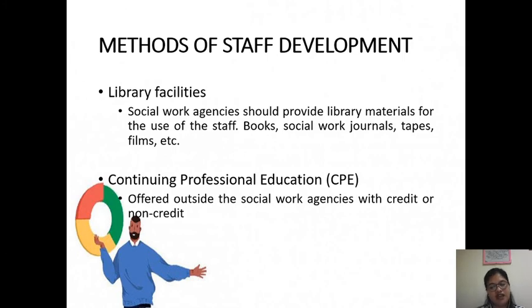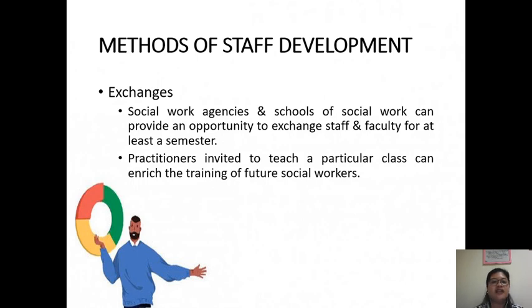That should be provided. Opportunities that should be provided by the agency. And the last is exchanges. Social work agencies and schools of social work can provide an opportunity to exchange staff and faculty for at least a semester. Practitioners are invited to teach a particular class and can reach the training of future social workers. So we are inviting part-timers, so this is also part of the exchange in terms of students. But there is also an exchange of staff so that they get an overview of the situation in another agency.